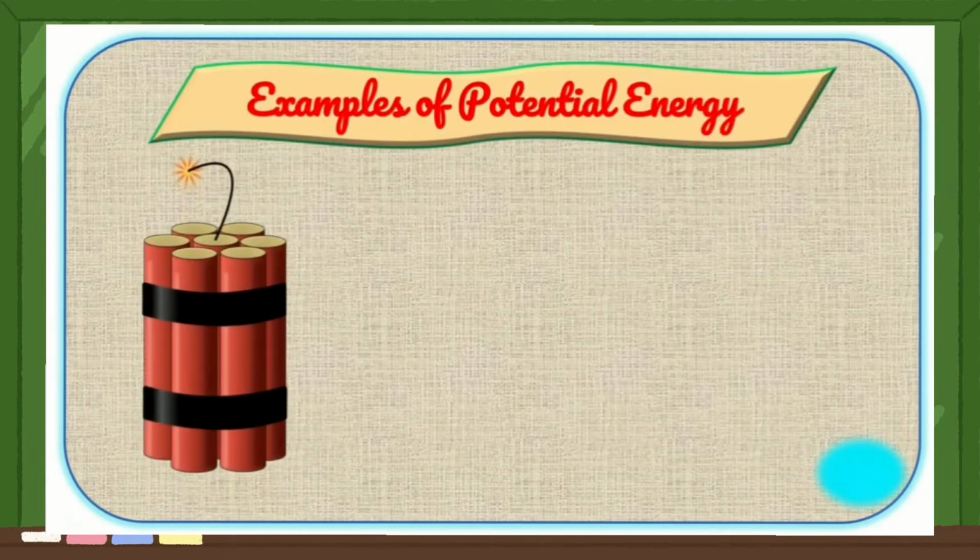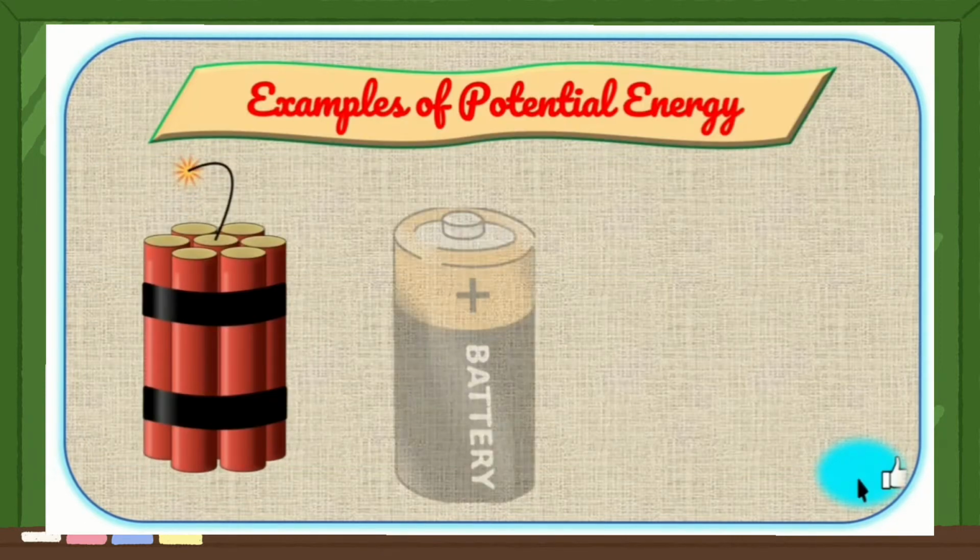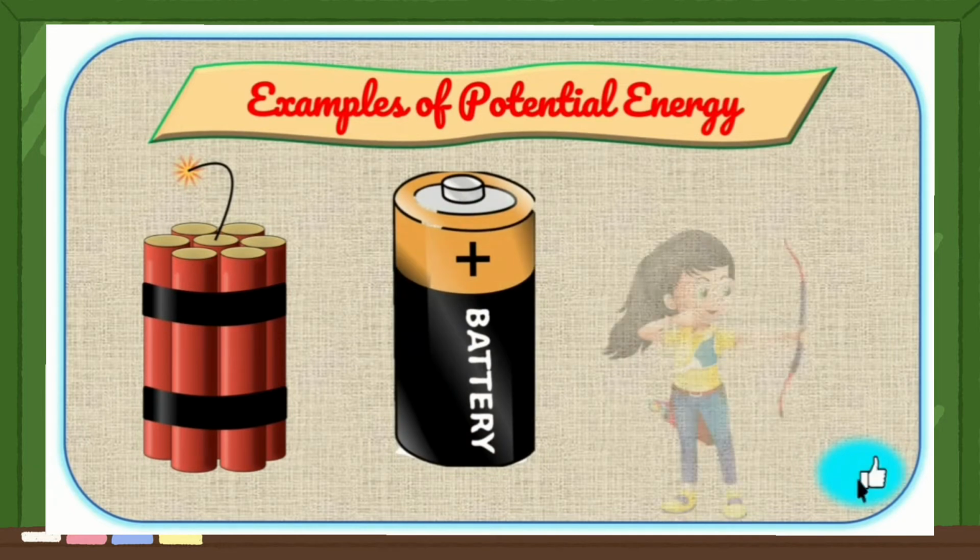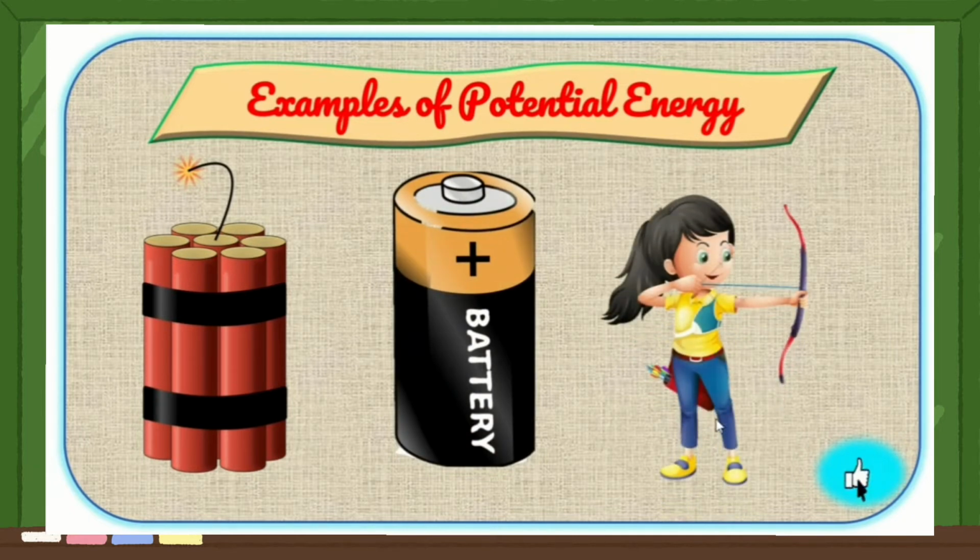Examples of this are the following. We have dynamite, battery, and the drone bow. Naka-rest lang siya. So when we are talking about potential energy, it is energy at rest.